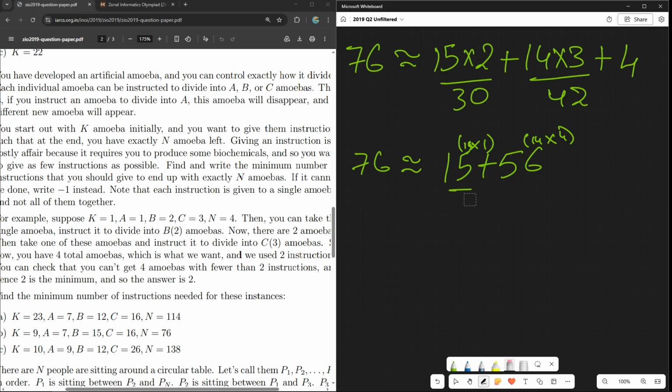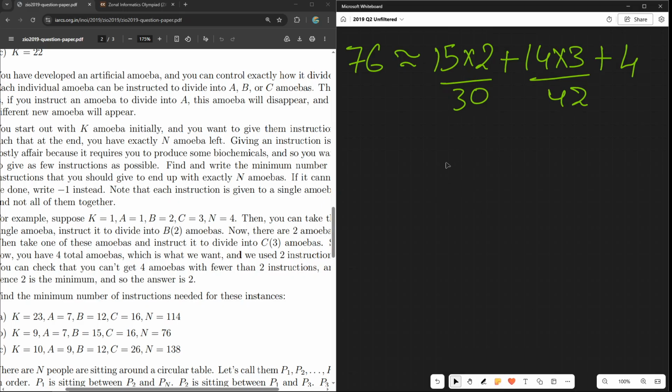And maybe this is not the right answer also. So I think the minimum is 5. The minimum is 5 as far as I think. We'll write minimum 5 operations. And we'll also check it.